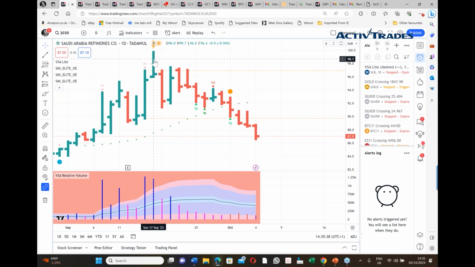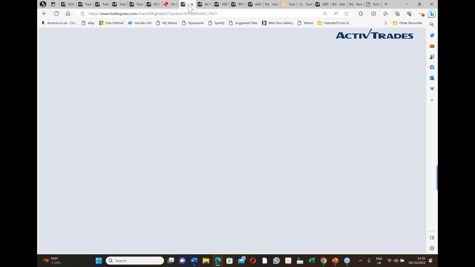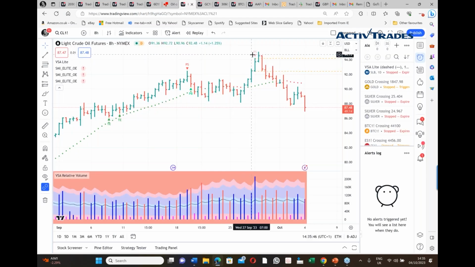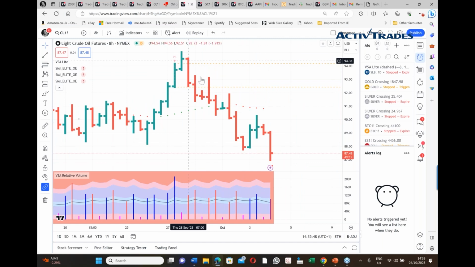Now, this is Saudi Arabia refineries. I've got the news that oil is bullish, and I've said this many times. If that's bullish, then how can the market do what it's done on this volume? Just look at it. It has to be correct.